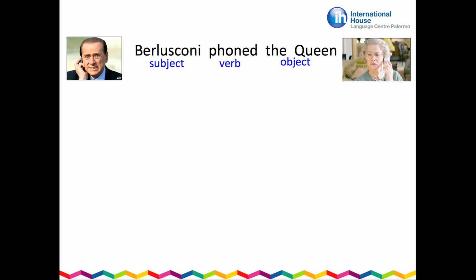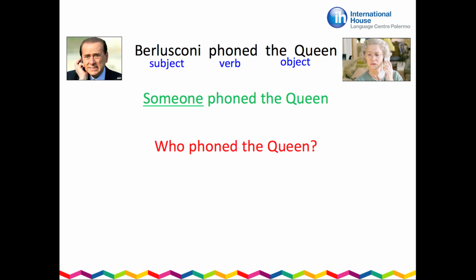The first one, we look at the sentence, someone phoned the Queen. The question we get from that would be, who phoned the Queen? The answer is Berlusconi, the subject.